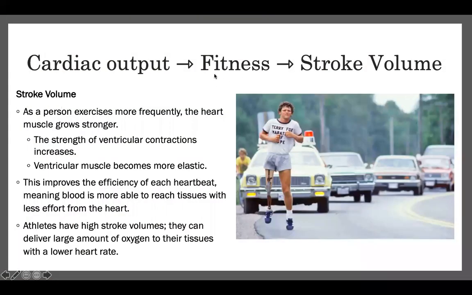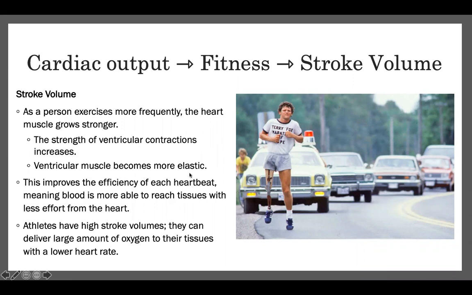Your stroke volume also determines your fitness. As a person exercises more frequently, the heart muscle grows stronger. So the strength of every ventricular contraction, or the strength of your systole phase, becomes stronger. And as well, your ventricular muscle becomes more elastic.